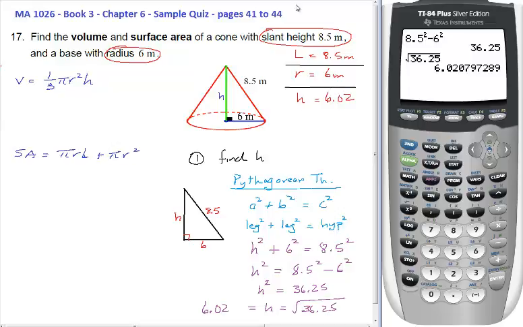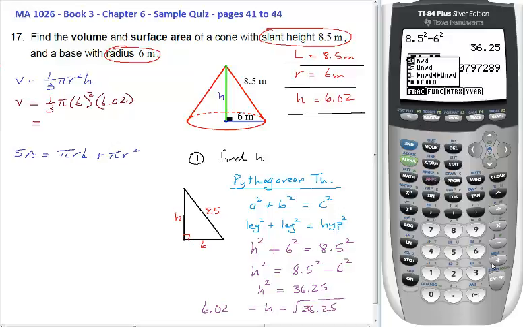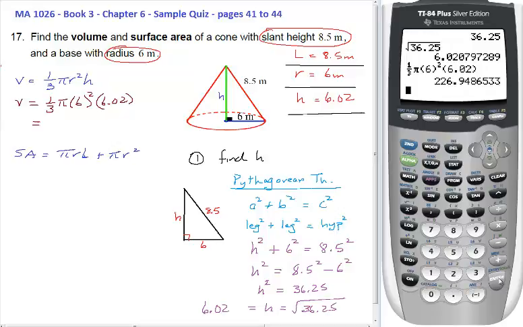So we have all 3 dimensions now. So now it's just a matter of plugging them into formulas. Okay, let's do the first one. The volume here is equal to 1/3 pi times the radius, 6 meters, squared, times the height we just calculated, 6.02. So putting that in our calculator, I'm going to use the fraction: 1/3, or you can just say 1 divided by 3, same thing. I need pi, so second function pi, open bracket 6, close bracket, squared, times the perpendicular height 6.02, and we get 226.95.